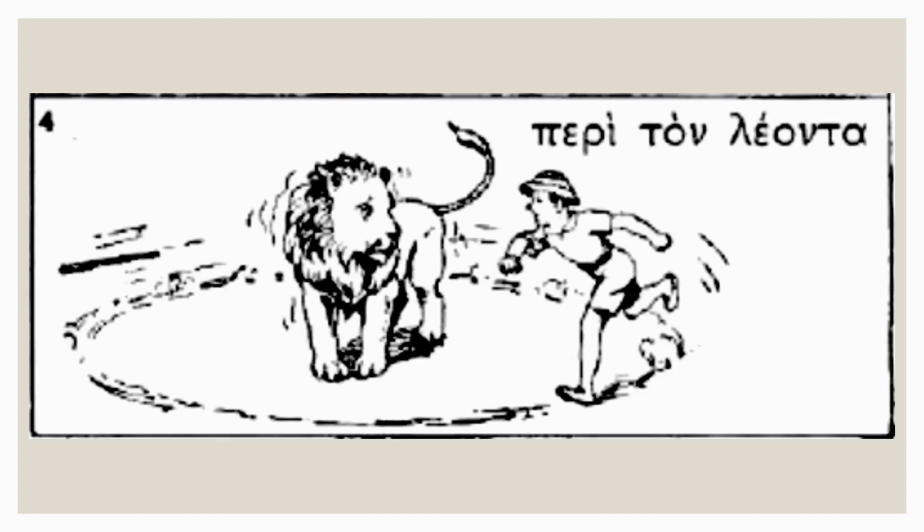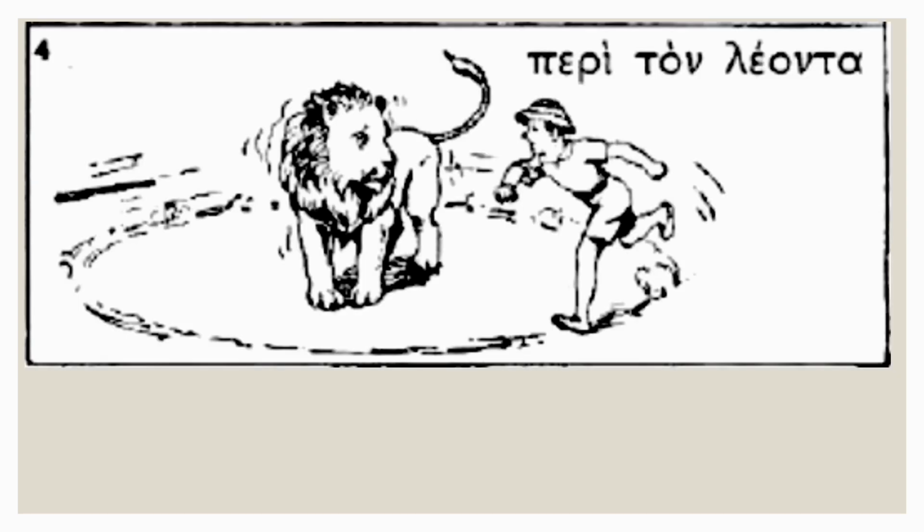Next we have peri ton leonta, a word that comes into English in a number of words. Peri to mean around. So he is going around the lion.